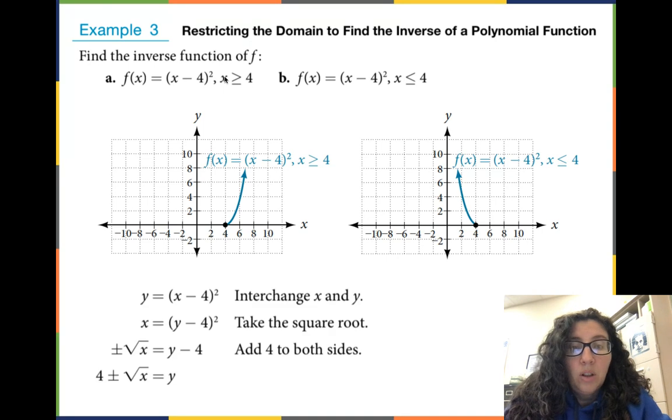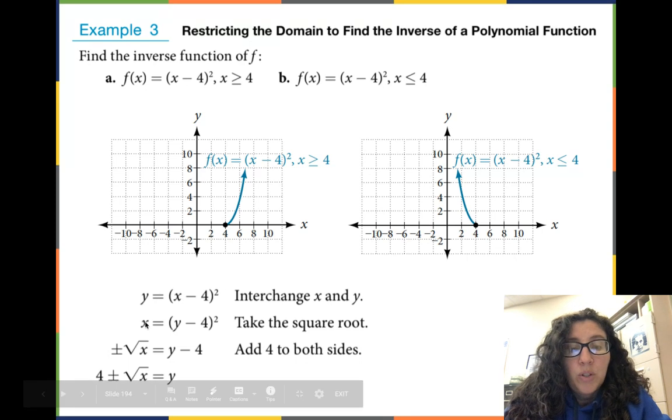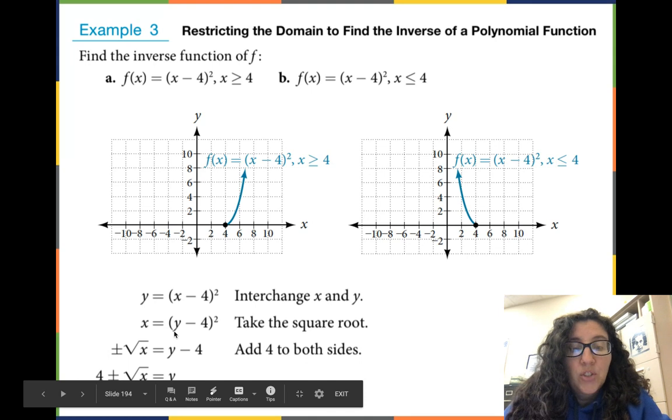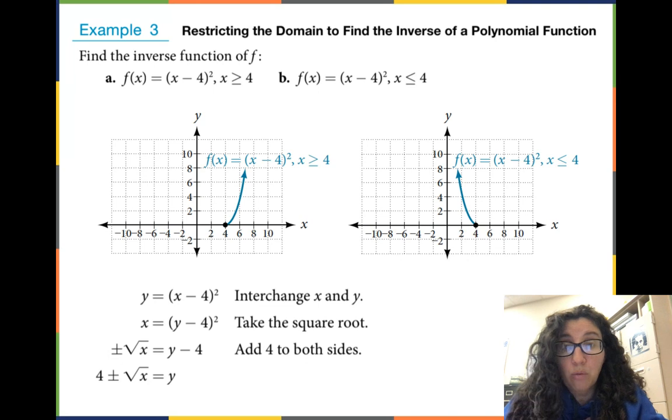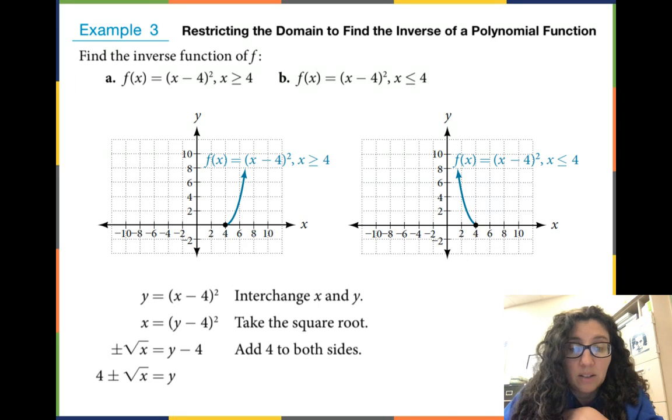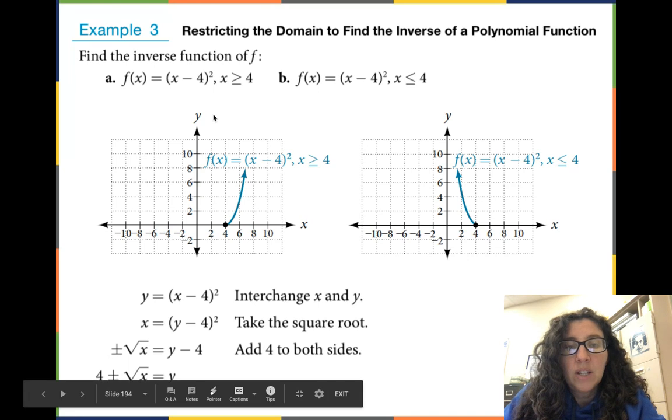All right, so let's find the inverse. We say y equals x minus 4 squared. We switch the x's and y's. Solve for y, so we take the square root of x. And since we do that ourselves, we have to say plus or minus the square root of x, because we took the square root ourselves. And then we add 4. So we get y equals 4 plus or minus the square root of x. So how do we know which of these we're going to use for this?